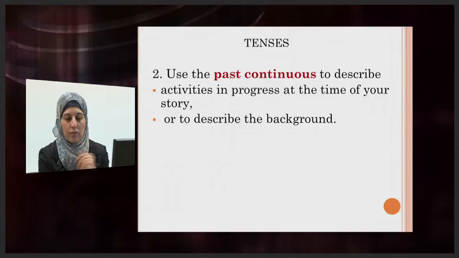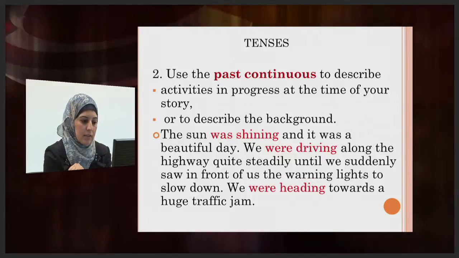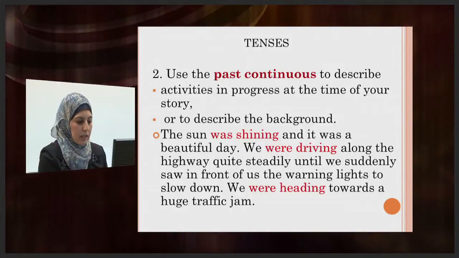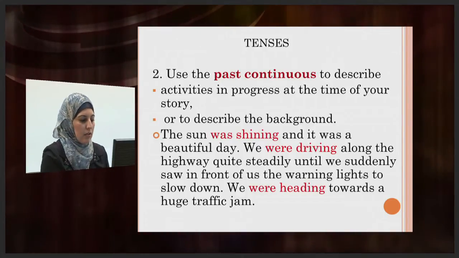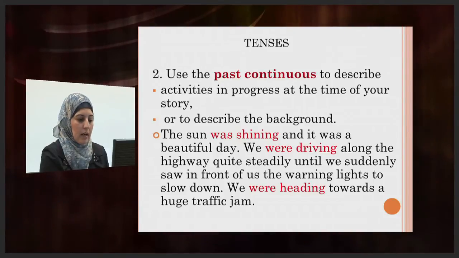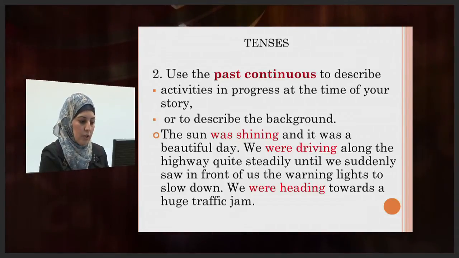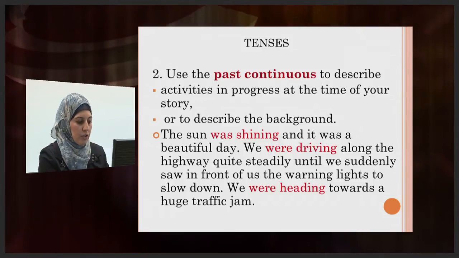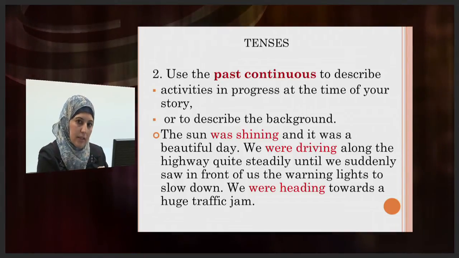You may use past continuous to describe either activities in progress at the time of your story or to describe the background in your story. Check this example. The sun was shining and it was a beautiful day. We were driving along the highway quite steadily until we suddenly saw in front of us the warning lights to slow down. We were heading towards a huge traffic jam. So, in this case, you need past continuous.